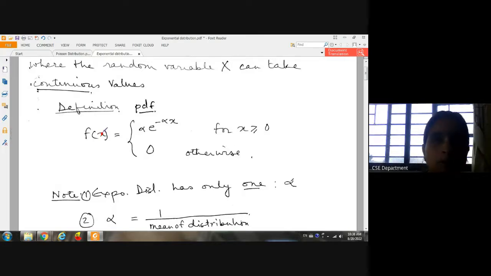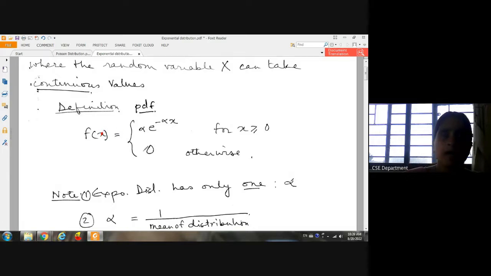For binomial and Poisson, we wrote p(x). When do we write p(x)? When the random variable x is discrete. When do we write f(x)? When the random variable x is continuous. So for exponential distribution, since it's continuous, you will write it as f(x).